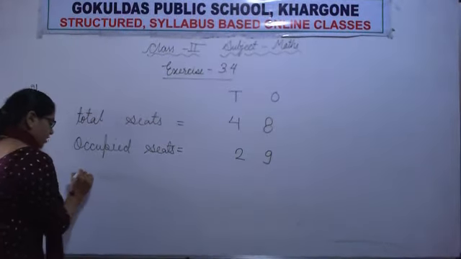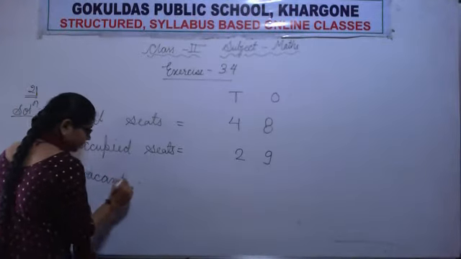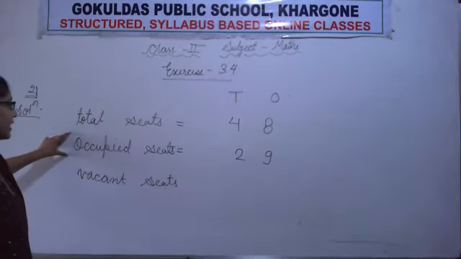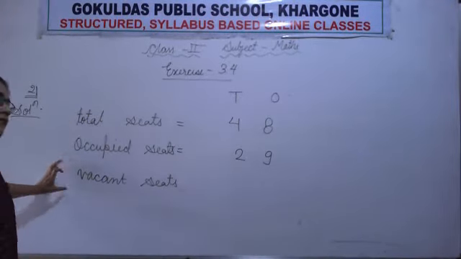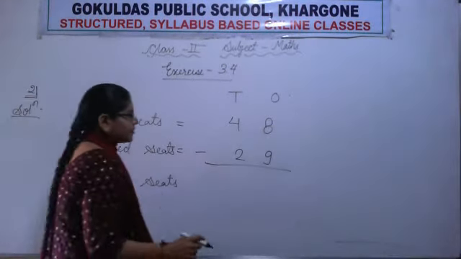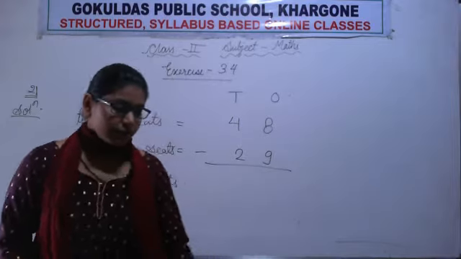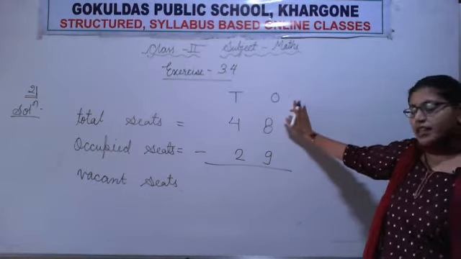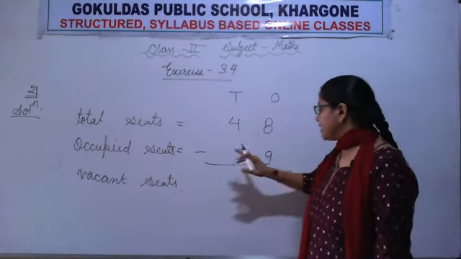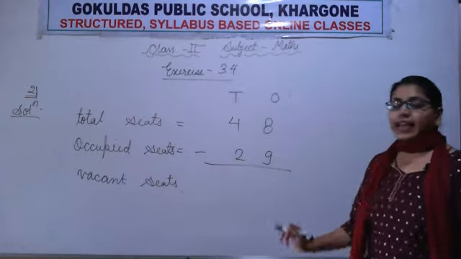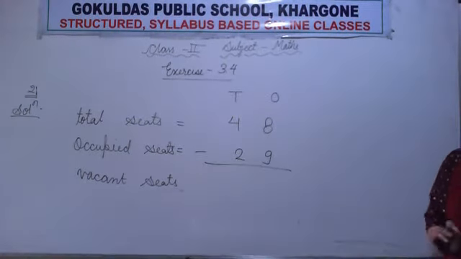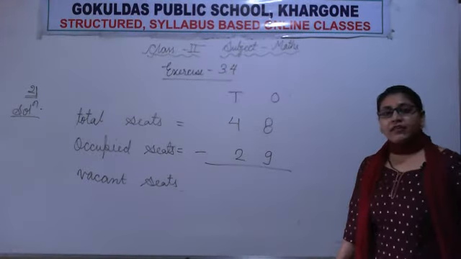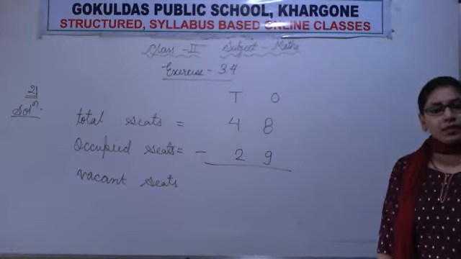Now we have to find out the vacant seats. So if we subtract occupied seats from total seats, we will get the vacant seats. So let's do this. Now we always start from the rightmost position, that is ones position. 8 minus 9. Can we remove 9 from it? Yes or no? No. Why? Because 9 is a bigger number and we always subtract the smaller number from the bigger number.